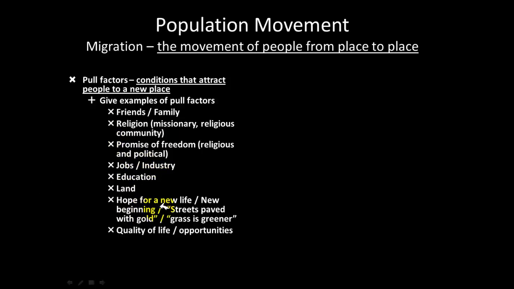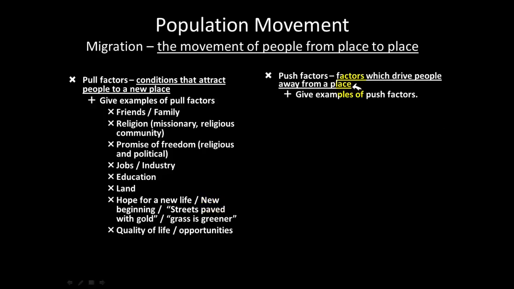The streets are paved with gold. The grass is greener. Hope for a new life and a new beginning. Oftentimes, that is what you will hear immigrants say, especially the streets are paved with gold. 150 years ago, when immigrants arrived from Europe, they were told that America was the land of opportunity and the streets were literally paved with gold. Quality of life opportunities.